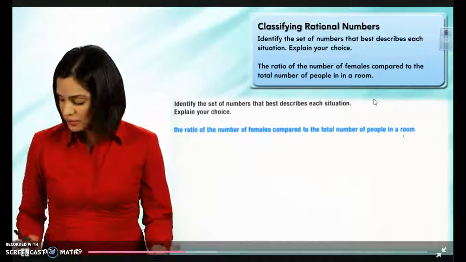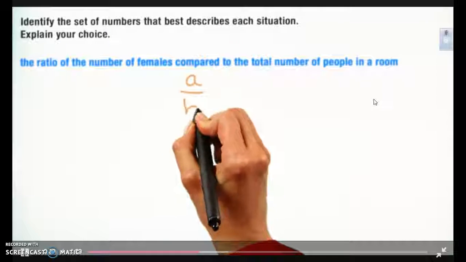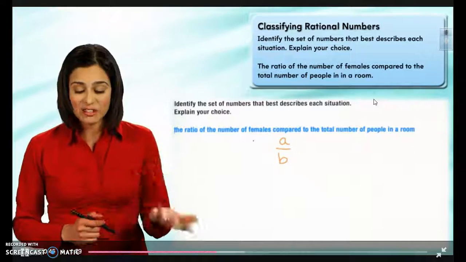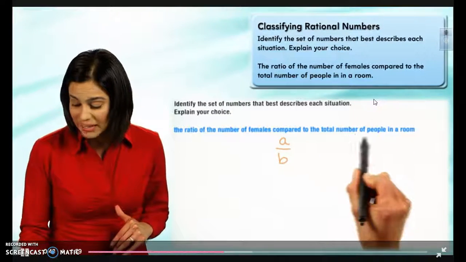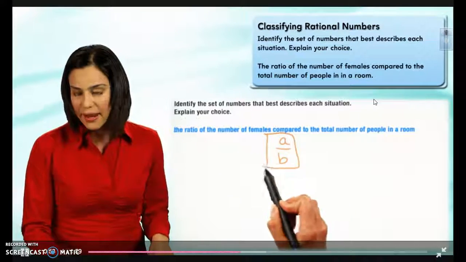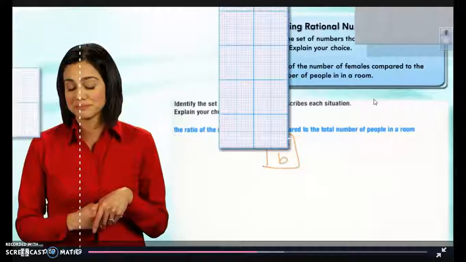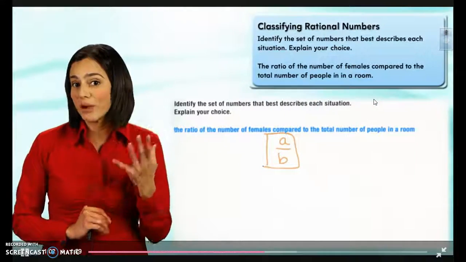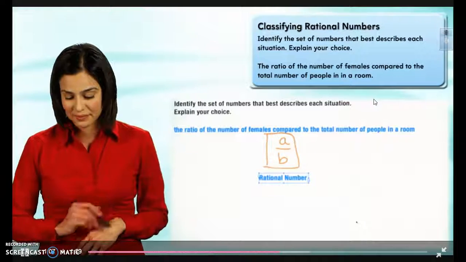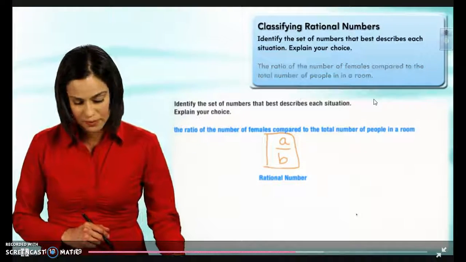A ratio of two numbers can be expressed as A over B. So if we think of the number of females as A and the total number of people in the room as B, then our ratio looks like this. Now, what type of number does that remind you of? I hope you said rational, because if you did, you are correct. Rational number. Now let's move on to the next example.